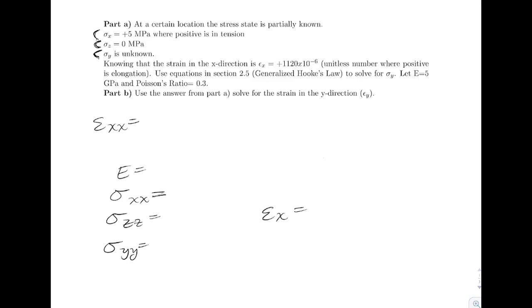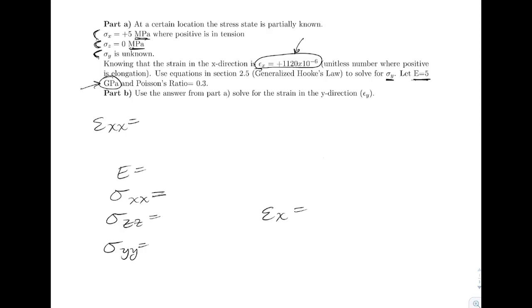We know that the strain in the x direction is given as that value, and so what we'd like to do is solve for sigma y. We're also given Young's modulus of 5 gigapascals. So we want to stay on top of this units-wise. We've got megapascals and gigapascals that we're going to have to reconcile. So let's look at how we're going to approach this problem.